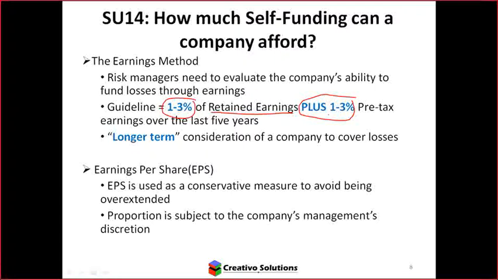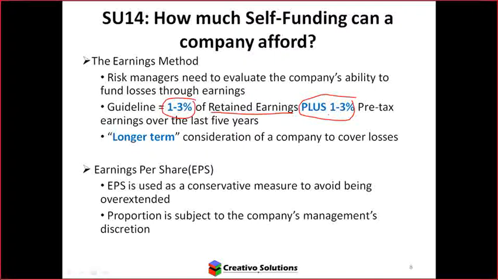Okay, with earnings per share, EPS is used as a conservative measure to avoid being overextended. Proportion is subject to the company's management's discretion. So there is no specific guideline here that they've provided in terms of theory. Theory says management needs to decide on an applicable proportion of EPS. Earnings, remember, are measurable. Earnings per share are calculations that you do based on a ratio, which could be adjusted for certain changes.